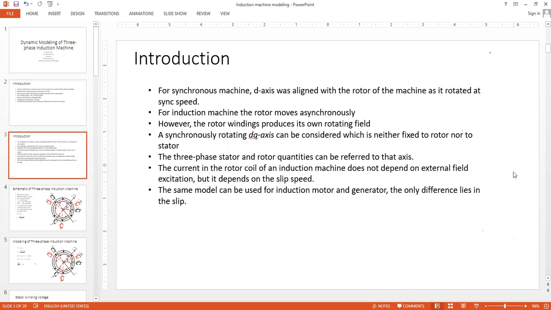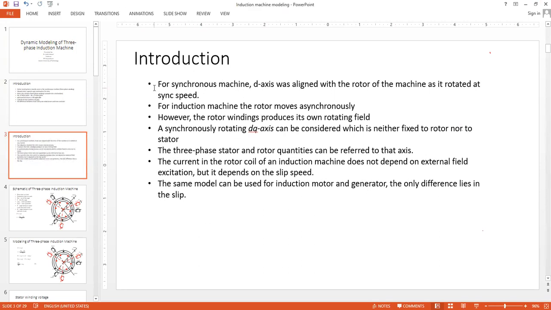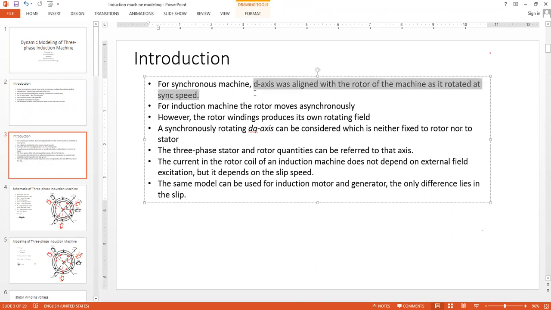So this is a very, very important slide for the understanding of the next part of the lecture. So please listen carefully for this specific slide. Okay, so let's start. For the synchronous machine, if you can recall clearly, we assumed that the d-axis was exactly aligned with the rotor of the machine. So that means, in case of the synchronous machine, let me draw the diagram again.